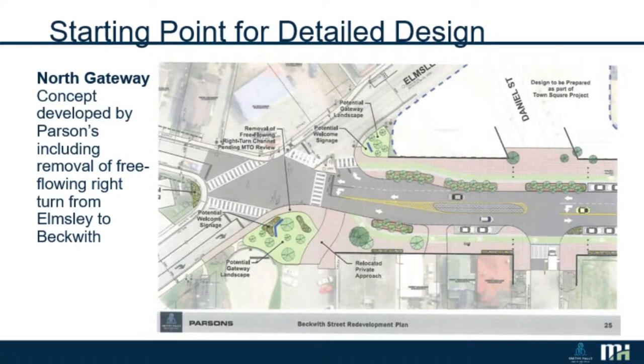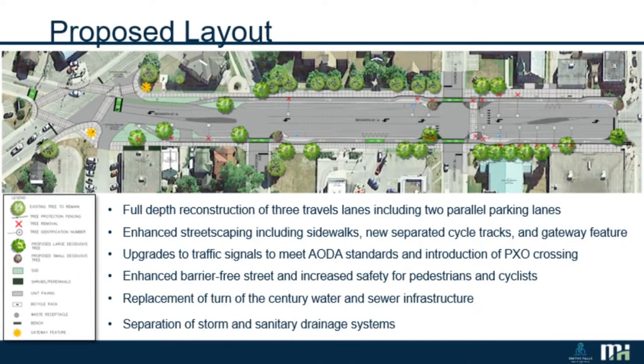So we have taken all of our background and previous work and carried out the necessary surveys and engineering to prepare a detailed design. The layout that you see here covers the phase two area from Elmsley Street on the left side of the page to Russell on the right side of the page. It's a continuation of the phase one designs, the same cross section, just adjusted where appropriate to suit the specific local conditions of this part of the street.